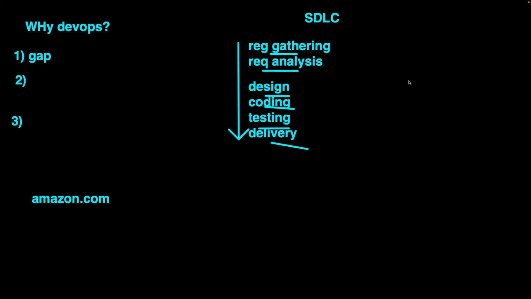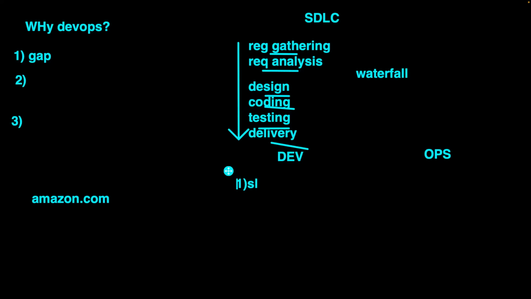By now you might have understood I'm talking about the waterfall methodology, the typical methodology which served the industry for decades. But it has a lot of challenges. Both the dev team and ops team face challenges because of this waterfall methodology. As the name says, waterfall means it just goes in one direction. Let's say you are in coding. There is no possibility of going back to analysis or design. That's not possible.